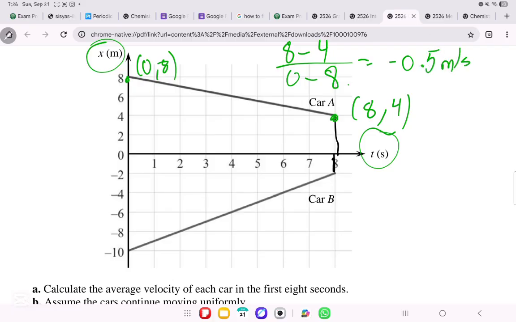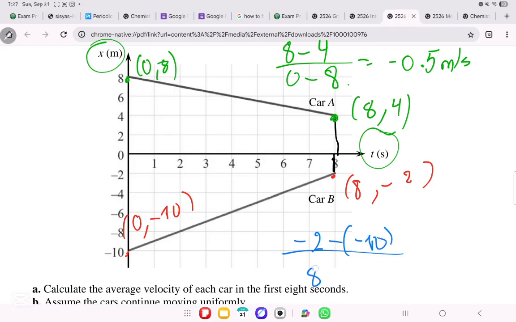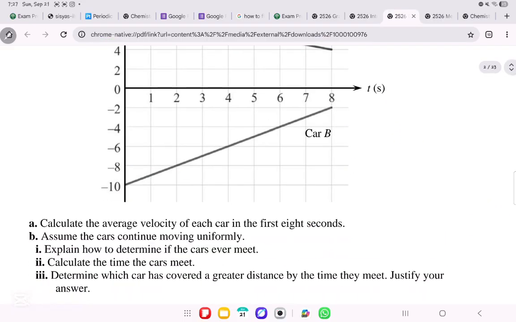Now, for the second one, how do we do it? We need to choose any 2 points. For example, this point 0 minus 10, and this point over here 0 minus 2. So how are we going to find it? It's going to be y minus y. Sorry, this is not 0, this is 8. You're going to do y minus y over x minus x. So now we need to find the slope. How do we find the slope? We do y minus y over x minus x, and we will get an answer which is plus 1 meters per second.